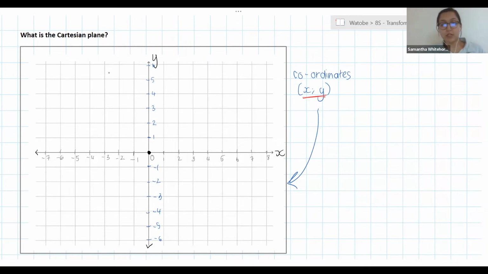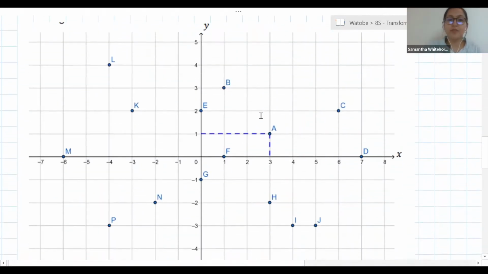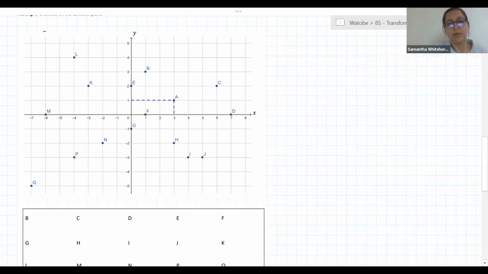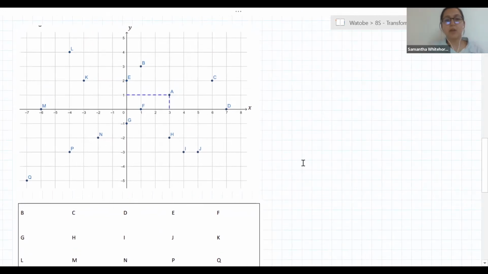Okay, so if you want to take a screenshot, now's your time. And then we're going to have a look at reading coordinates off a Cartesian plane. Okay, so I've got a few coordinates here. We're not necessarily going to do all of them. We're going to have a look at a couple. I've left myself some space to write them down, but we'll see how we go.